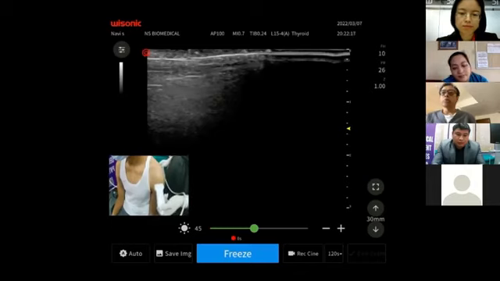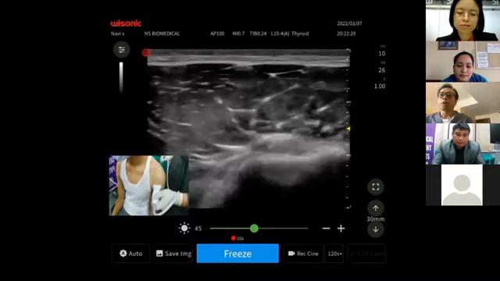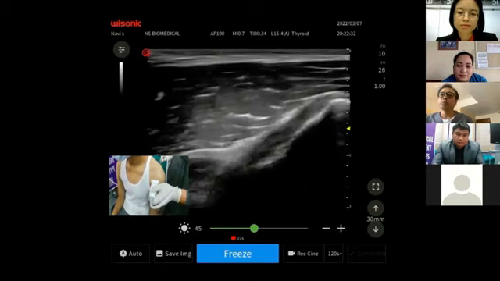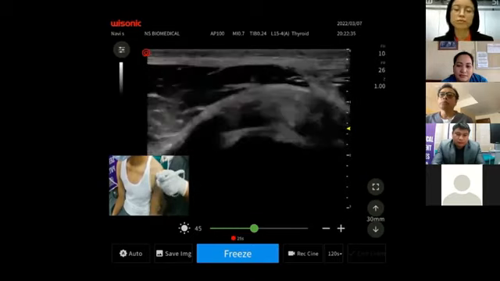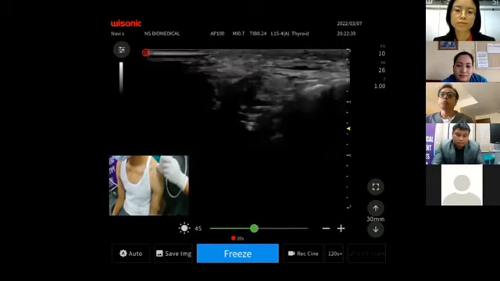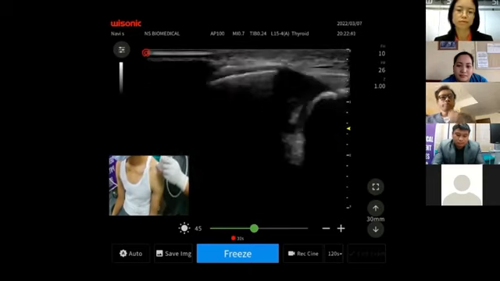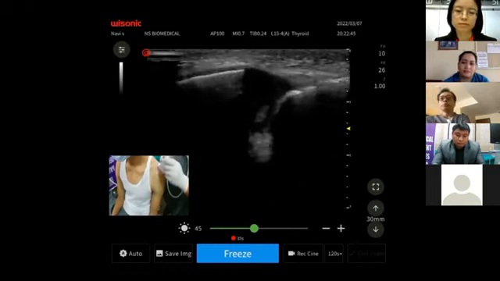So now we're going to look at the acromioclavicular joint. It is a very superficial structure, and we can see it by either palpating the very superficial AC joint and putting our probe over it, or we can just scan the bicipital groove again. And from the bicipital groove, we just scan up, and we reach the acromioclavicular joint. Here, the acromioclavicular joint is formed medially by the clavicle and laterally by the acromion process.